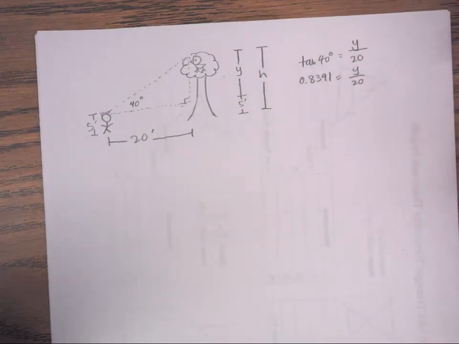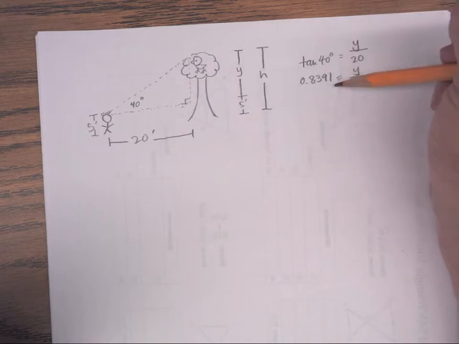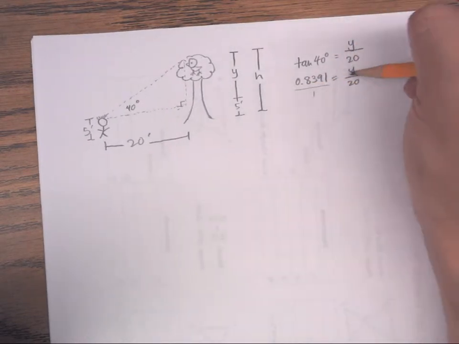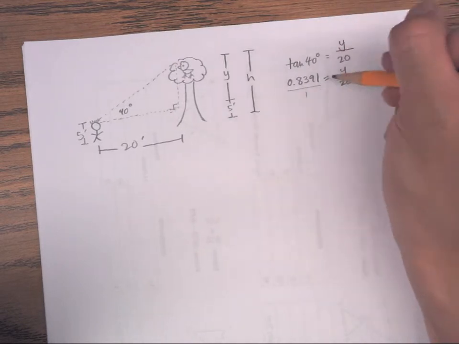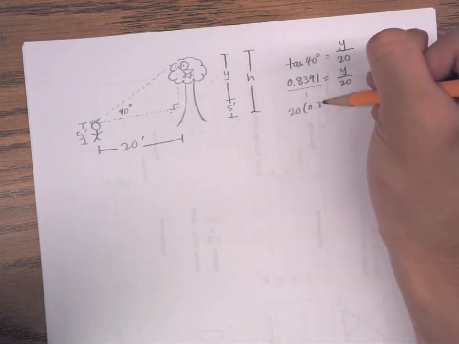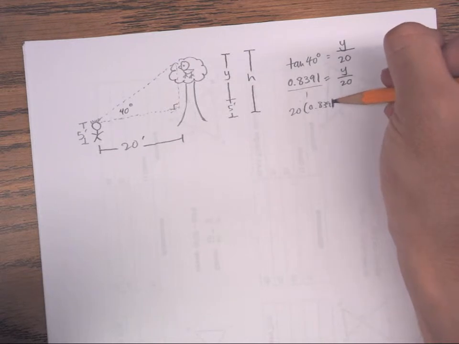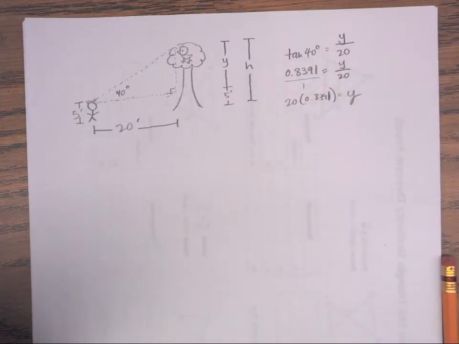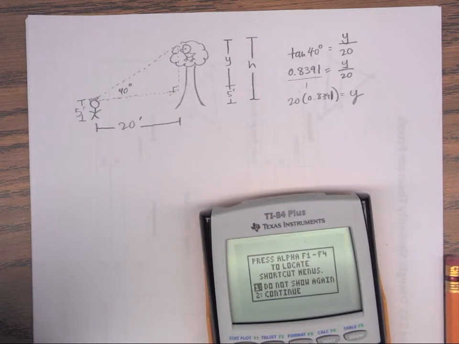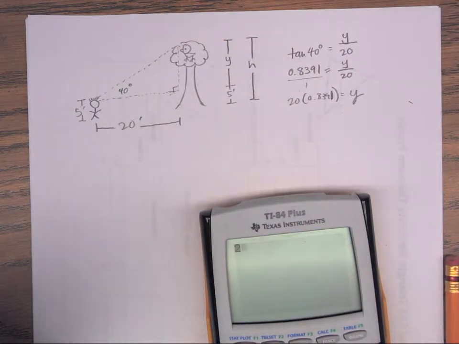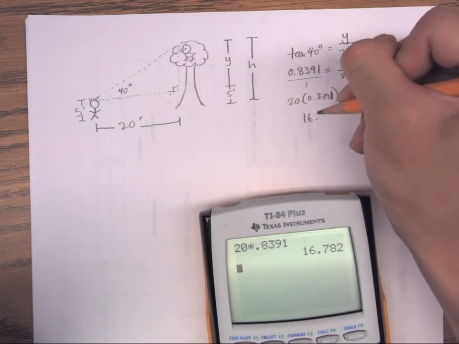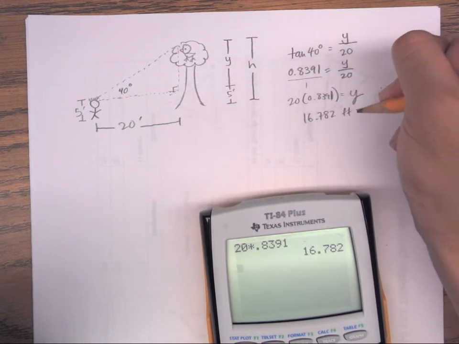You could do the same thing: put this over 1 and cross multiply. This is going to be 20 multiplied by 0.8391 equals 1 times y, which is y. If you put that in your calculator, the height above Andrew's head is going to be 20 multiplied by 0.8391. So that means this height is going to be 16.782 feet equals y.